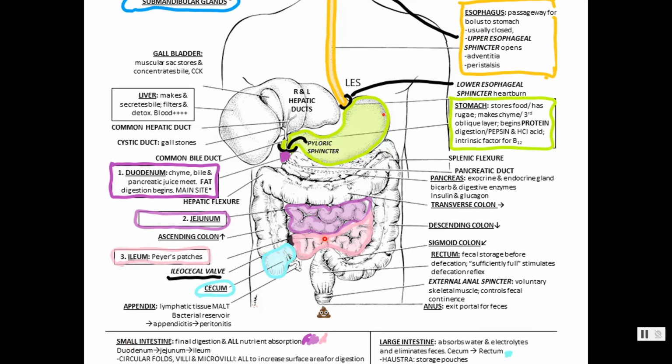Okay, so now our undigestible waste is going to enter the large intestine. This part of the large intestine that just sort of pooches down below the ileocecal valve is called the cecum. So that is part of the colon.